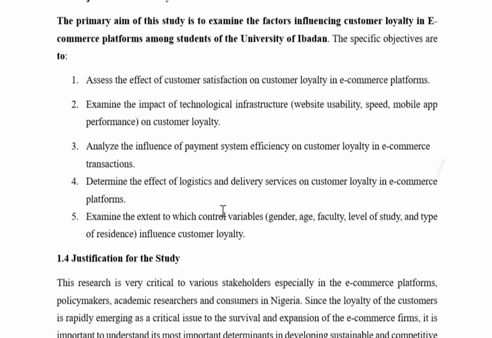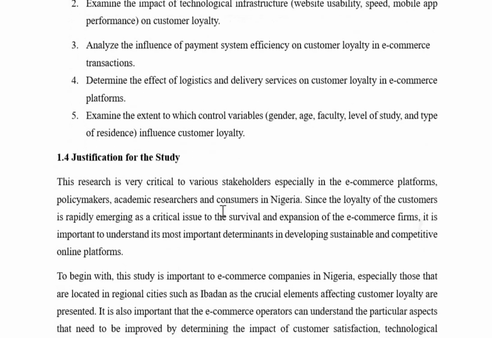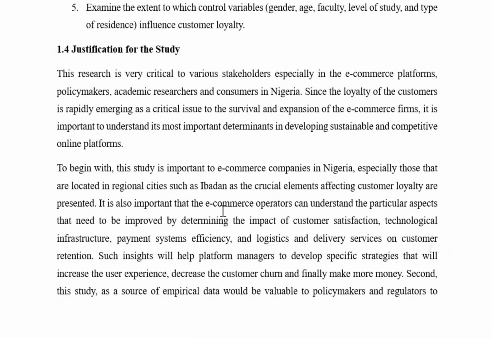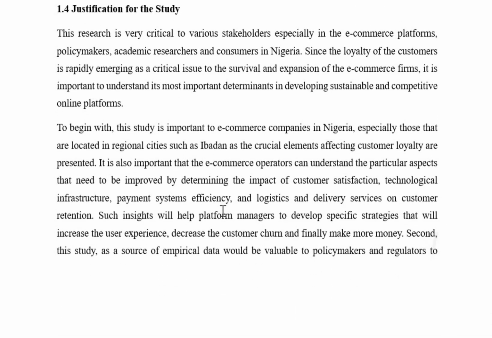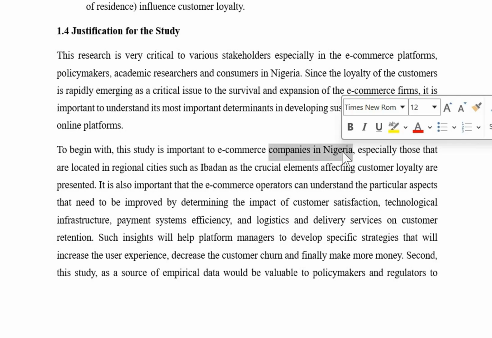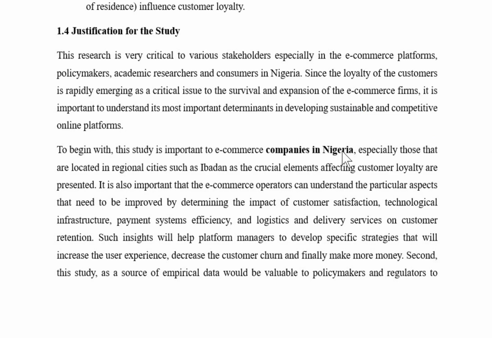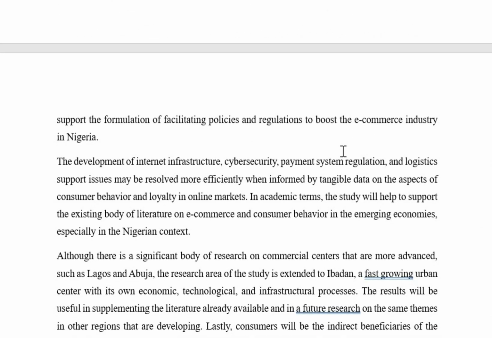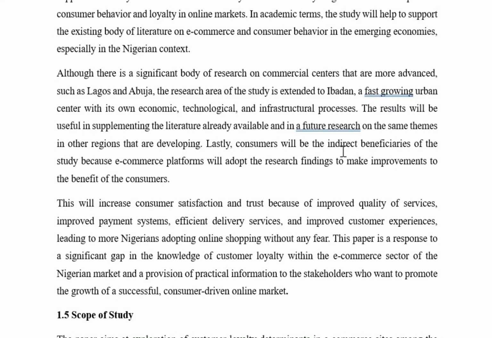So then the justification. I explained to you that those are the people that will benefit from your research. Who are the people that will benefit from e-commerce platform research, such as customer loyalty? So let's look at what we have here. To begin with, the study is important to companies in Nigeria. You can see, companies in Nigeria are one of the beneficiaries of this particular research, especially those located in regional cities such as Ibadan, as the crucial elements affecting customer loyalty are presented. All right. So let's look at other people that are going to be the beneficiaries of this particular study.